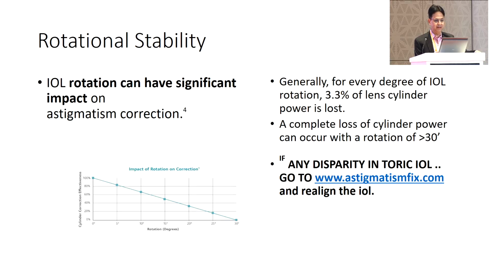So rotational stability: as the IOL rotates by 3.3 degrees, we lose the cylindrical astigmatism correction of the cornea, more than 30% if it is more. Any disparity in the toric IOLs, you can again go for fixing the problem with www.astigmatismfix.com, and we can realign the IOL.